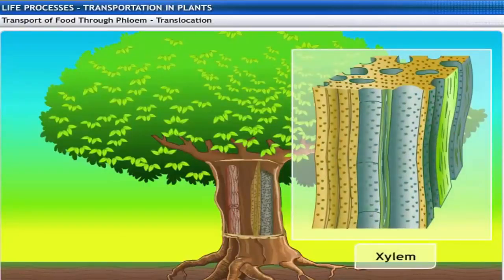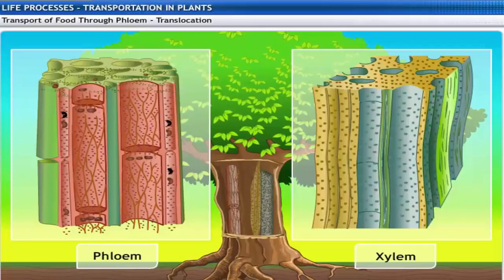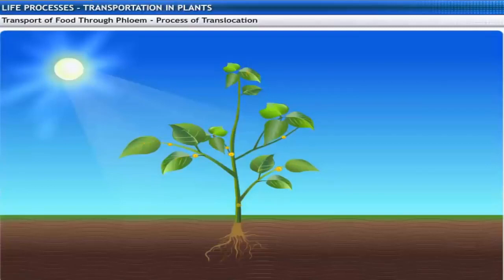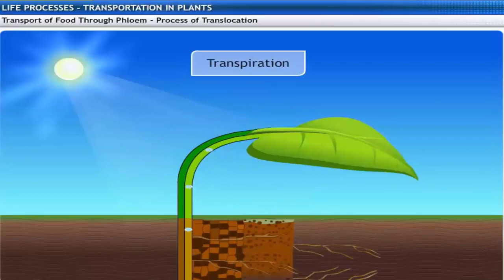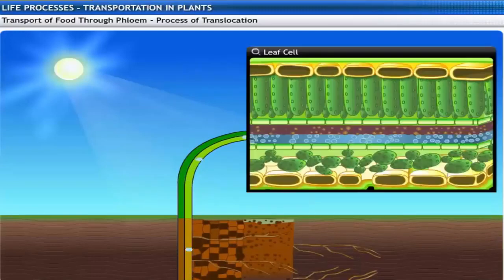Simple physical forces bring about transportation in xylem, while translocation in phloem happens by using energy in the form of adenosine triphosphate, ATP. Here's a detailed look at the process of translocation of glucose from the leaves to the roots. Water molecules move up the plant body by transpiration. Some water molecules move into leaf cells by osmosis. Glucose molecules in the leaves are transferred to phloem tissue using energy from ATP. This process is called active transport.